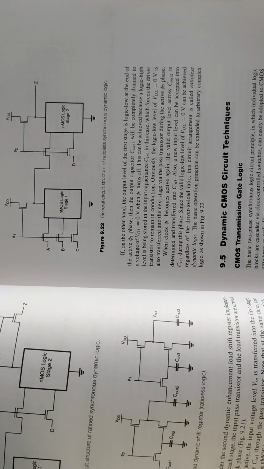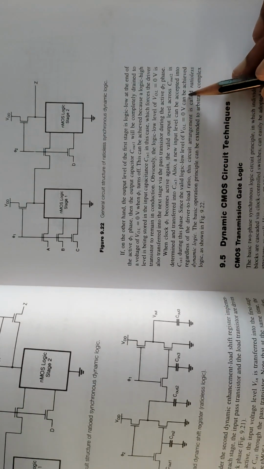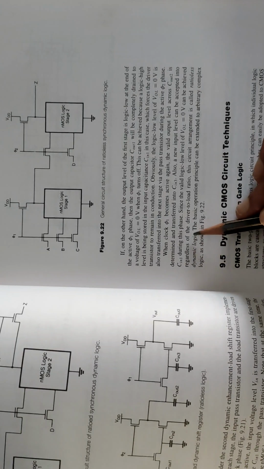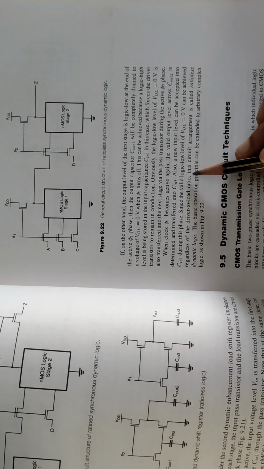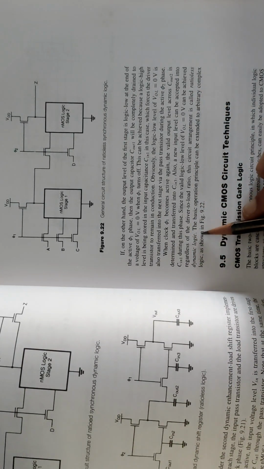Since the valid logic level of VOL equal to 0 volts can be achieved regardless of the driver to load ratio, this circuit arrangement is called ratioless dynamic logic. The basic operation principle can be extended to arbitrary complex logic as shown in the figure.